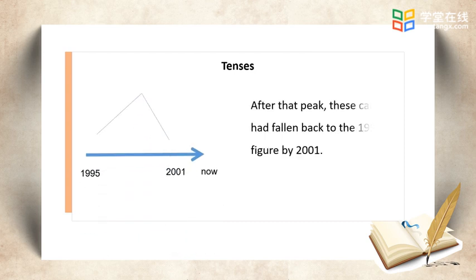The past perfect tense could be used in graphic essays too. Let's look at this example. After that peak, these calls had fallen back to the 1995 figure by 2001. This example talks about things that happened in the past. From by 2001, we know that the year of 2001 had passed, so we are talking about the past of the past. Therefore, past perfect tense is applied here.